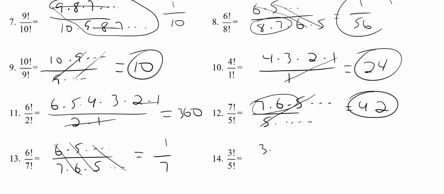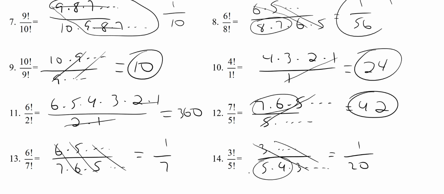Okay, again, it's bigger on the bottom. 3 times, that keeps going down. It's 5 times 4 times 3 keeps going down. So everything cancels, including the 3, and then you have 1 over 5 times 4, which is 1/20. What you want to do is put this in your calculator. Don't worry about the fraction. Just do 5 times 4 is 20, and then say 1/20.